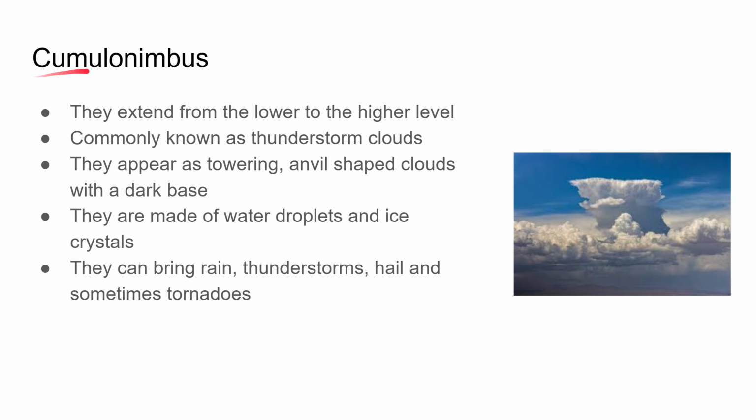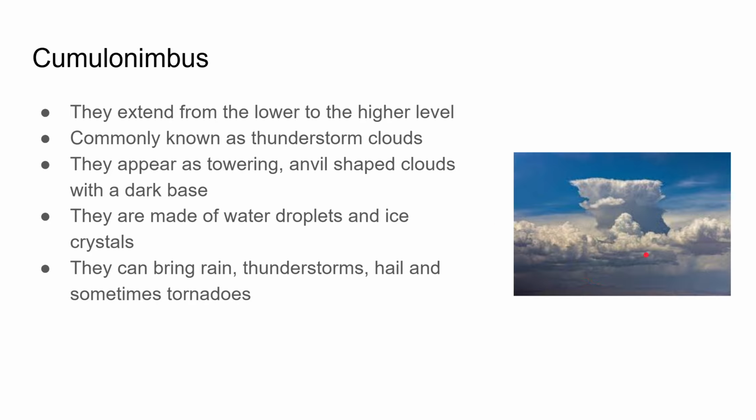Okay. Cumulonimbus. This one's kind of like a tongue twister for me. Okay. These clouds extend from the lower level to the higher levels, and these clouds are commonly known as thunderstorm clouds. They appear like towering and anvil shaped. You can see over here, and then there's like a dark base. Yeah, that's what they look like.